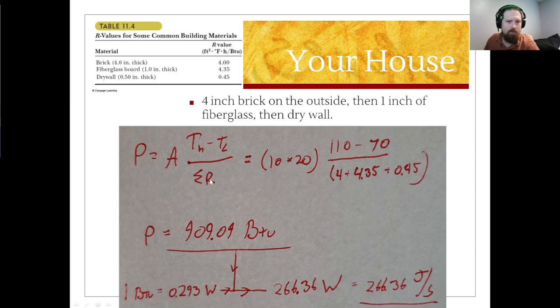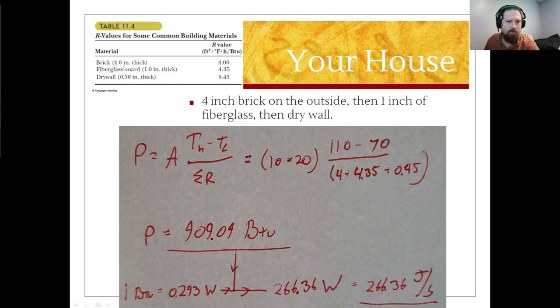Lastly is the sum R term. If I didn't mention it yet, this is the Greek letter sigma in front of the R. That represents summation, the sum of all the R's of all your different layers for your object. So our layers here are 4 inches of brick, 1 inch of fiberglass, and then a layer of drywall. I've shortened the chart here just to show those few things.